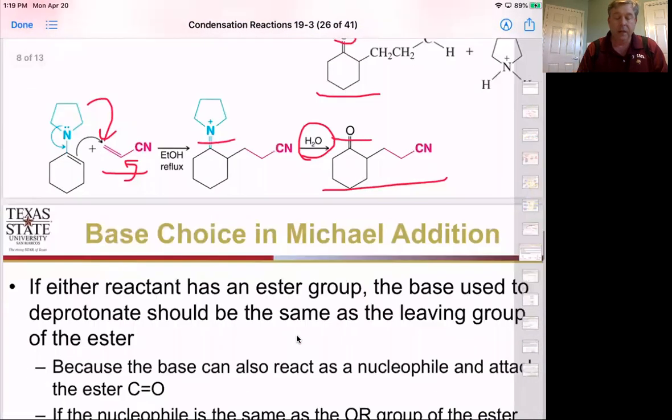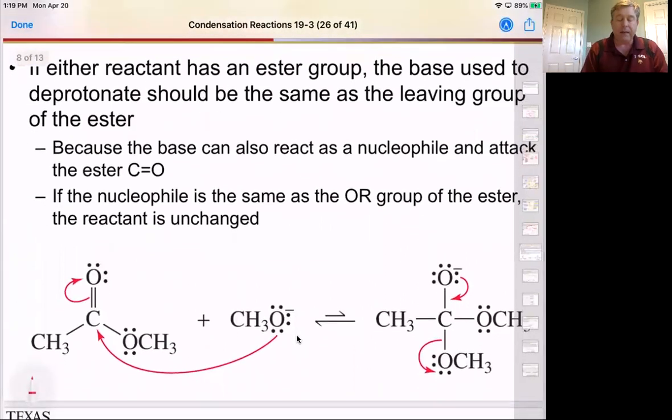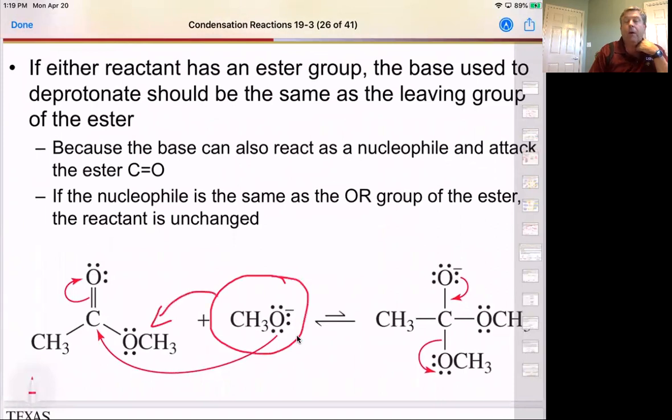Okay. So when we're doing these Michael additions and we have esters, again, we always want to use the same base as the alcohol the ester is made out of. This is because it can reversibly add to it, giving us our sp3 hybridized carbon, and then it reverts back to our ester compound, and it can go back and forth like that. And so unless you want a mixed ester or you're clipping off the ester at the end, you always want to choose a base that is equivalent to the ester alcohol you're using.